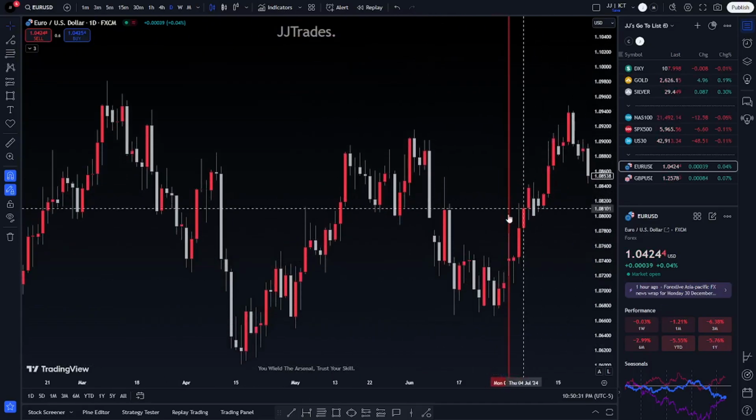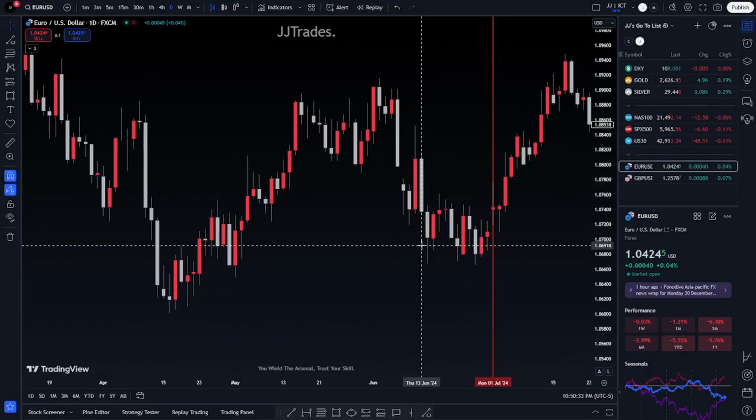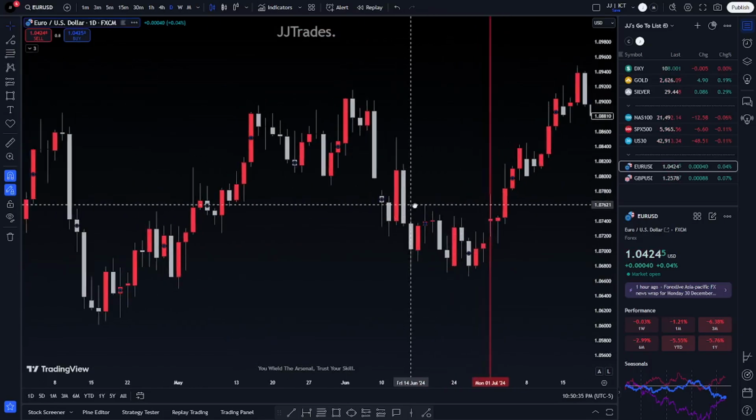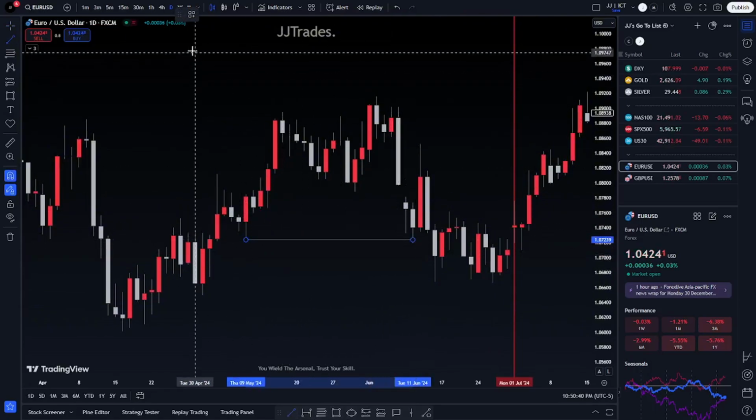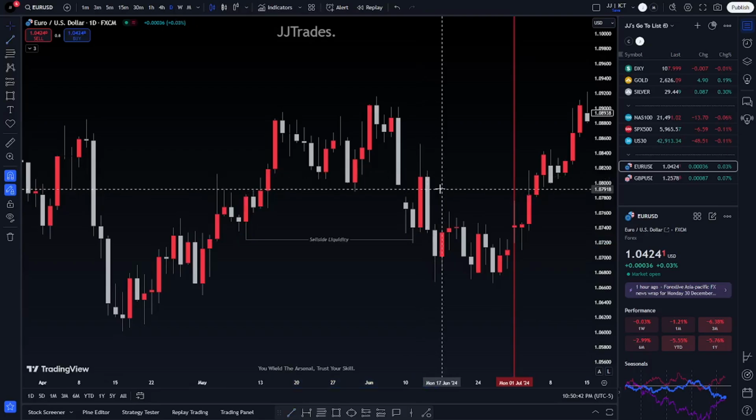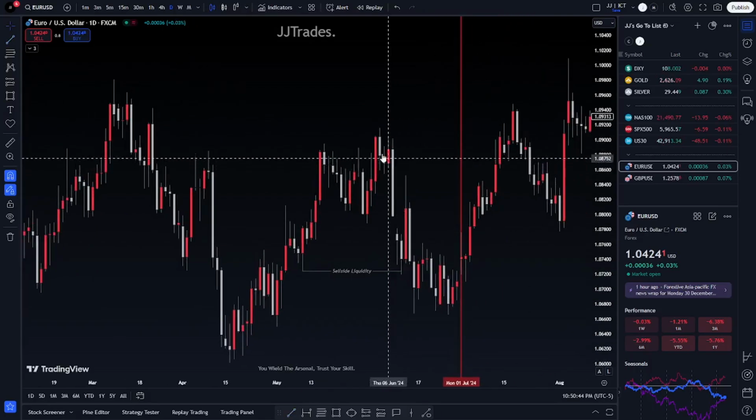Well, let's really look here. There are barely any PD arrays, but we can keep looking. First things first, we came down into this point of sell-side liquidity here. So that's a sell-side liquidity purge. And then we left this high here.